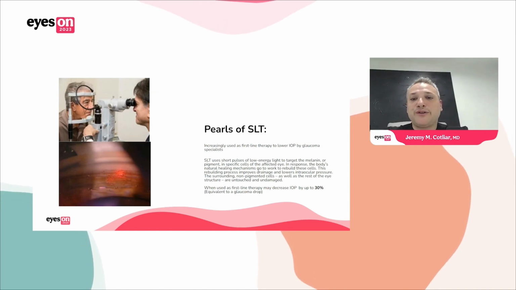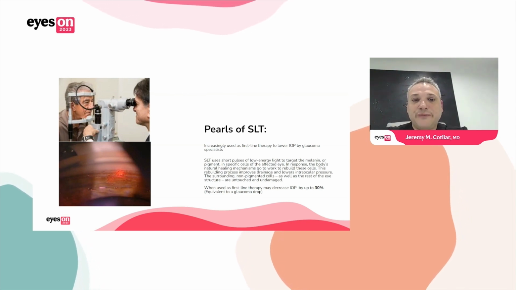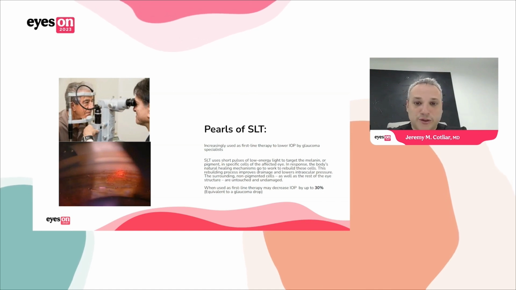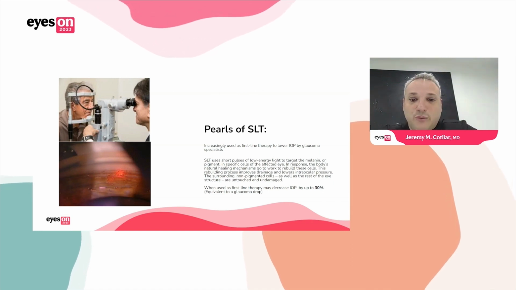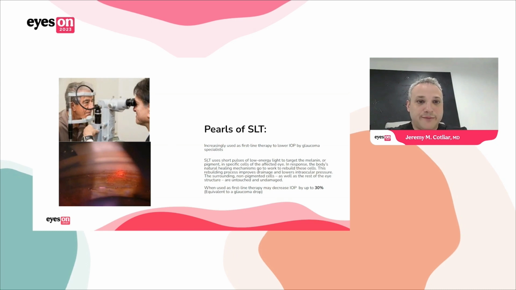SLT uses short pulses of low energy light to target the melanin or pigment in specific cells of the affected eye. In response, the body's natural healing mechanisms go to work to rebuild these cells. This rebuilding process improves drainage and lowers intraocular pressure. The surrounding non-pigmented cells, as well as the rest of the eye structure, are untouched and undamaged. When used as first-line therapy, it may decrease the IOP by up to 30%, which is equivalent to one glaucoma drop.